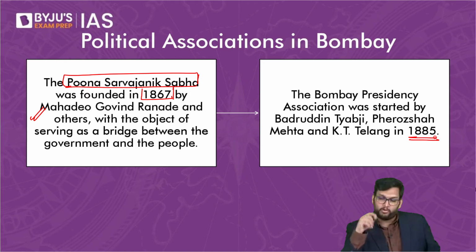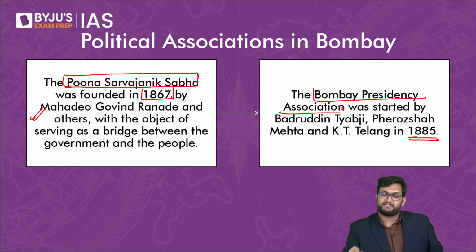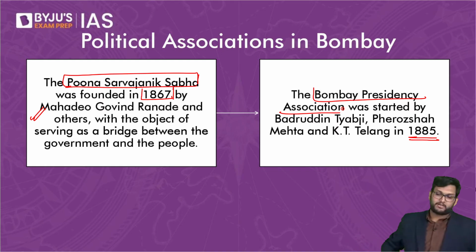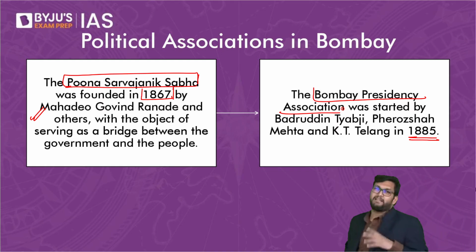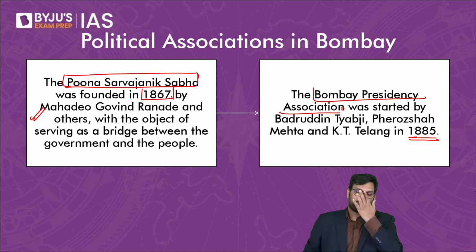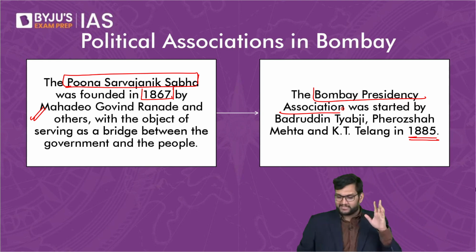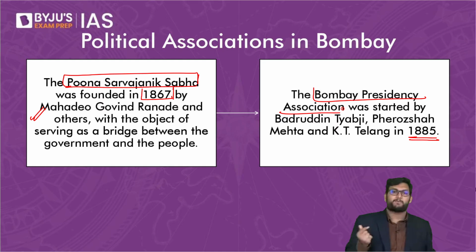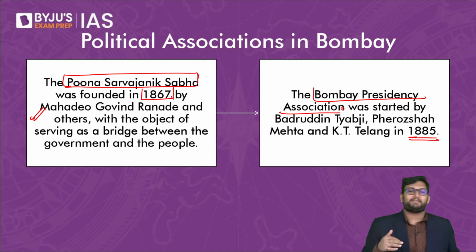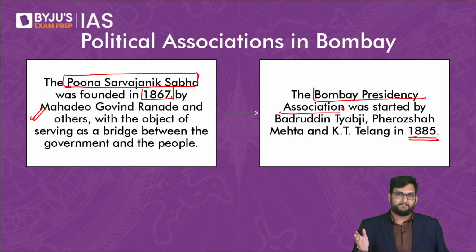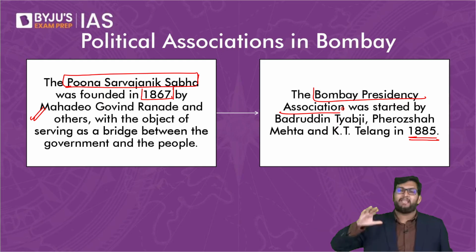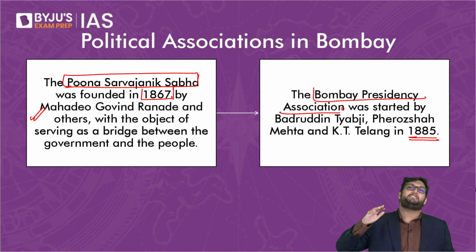Bombay also had one more body which is called the Bombay Presidency Association, started by Badruddin Tyabji, Firoz Shah Mehta and K.T. Telang. I'll tell you one thing very important. These names right now seem very odd or new to you. But by the time we come to moderates and extremists, these names will be on your fingertips, because Badruddin Tyabji and Firoz Shah Mehta are all very important moderates. So the basic point is that all these organizations are the base on which the INC is going to be formed.